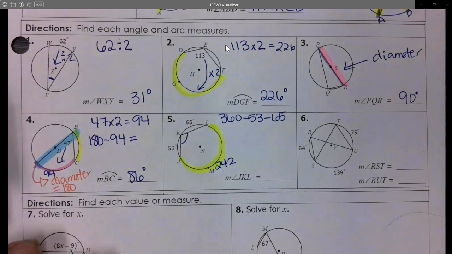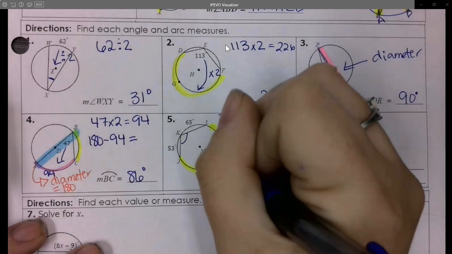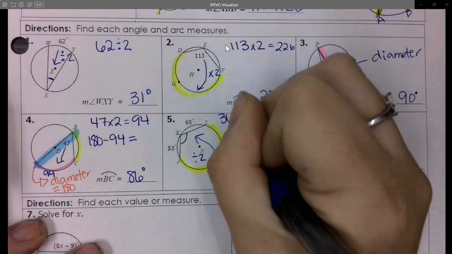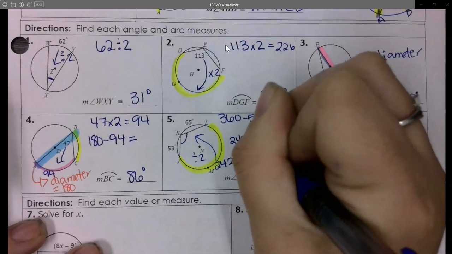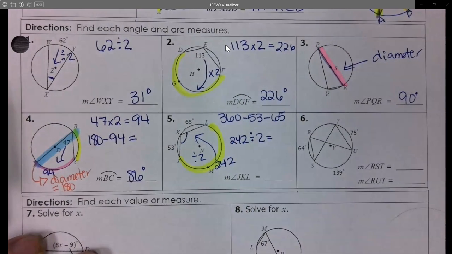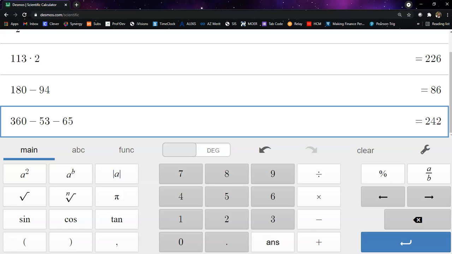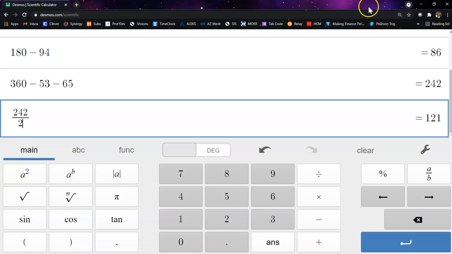So that's the arc length, not the angle length. I need to go inside to go smaller, so I want to divide by 2. So I want to take the 242 and divide by 2. Which gets me 121.